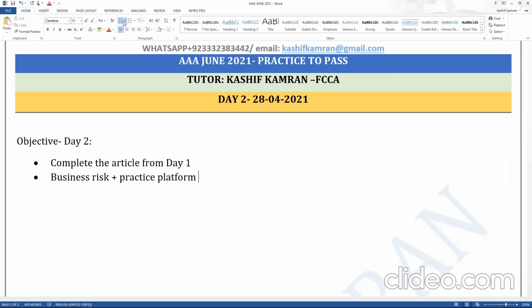The second thing we need to focus on is the business risk plus the practice platform. How would you do the business risk on the practice platform? And then the analytical procedures: how would you do the analytical procedures if asked for in an AAA paper using the spreadsheet? So these are 3 things I would be focusing on today, right? So let's first start with agenda 1, which is to look at the article we were discussing yesterday.